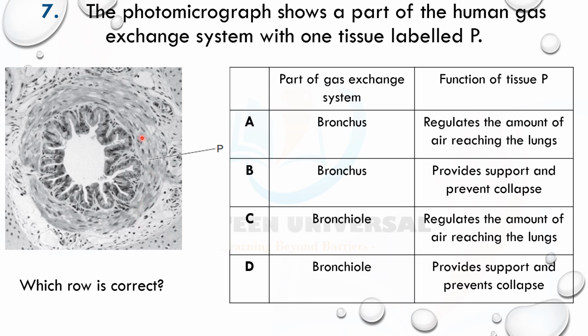So what is the role of smooth muscle? Regulate the amount of air reaching the lungs. Yes, because during inhalation, smooth muscle relaxes so that the airway dilates, so that more air reaches the alveolus. It doesn't provide support and prevent collapse. That's not a major function of it, though it might help, but the major function of that is for cartilage. It doesn't have cartilage. Okay, all right, so that is C.